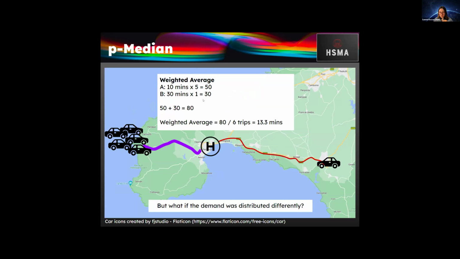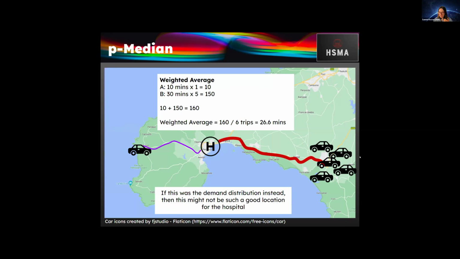We then add up these new numbers. So we've got 50 plus 30 is 80. Our weighted average at this point is only 13.3 minutes. What if we swap that round? What if the 5 people actually live over here in Sydney and only one person is coming from St. Just?